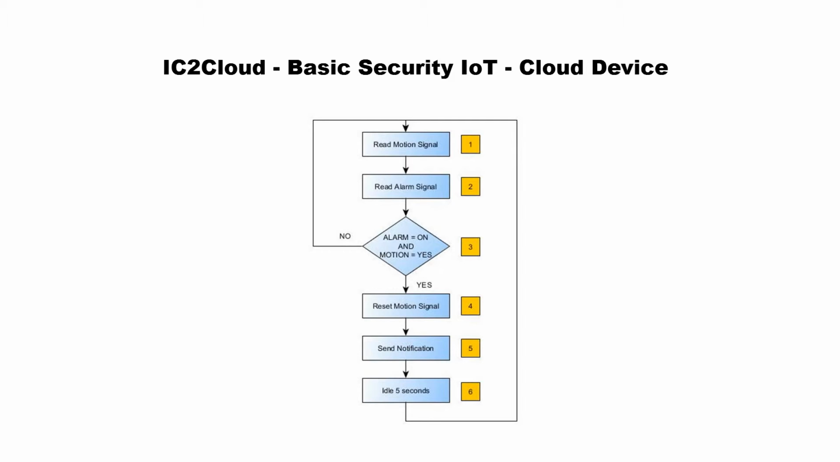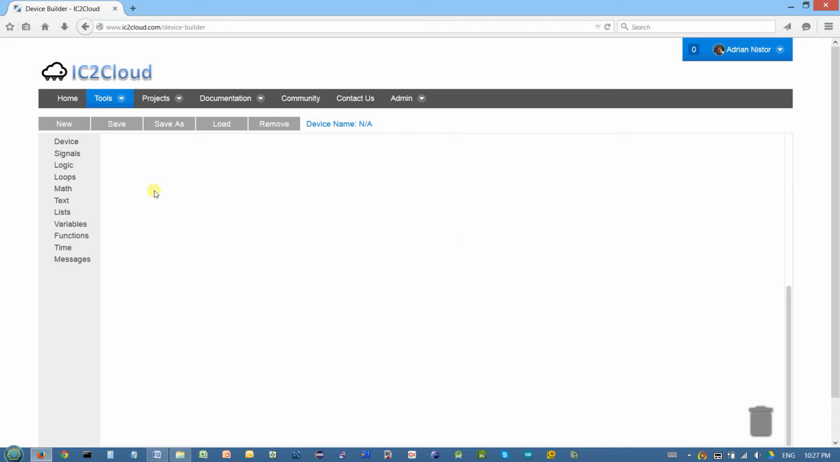If motion was detected and the alarm is on, then execute the next 3 operations. Reset the motion signal. Send a warning email. Stay idle for 5 seconds before repeating the whole logic. Let's start creating the code.